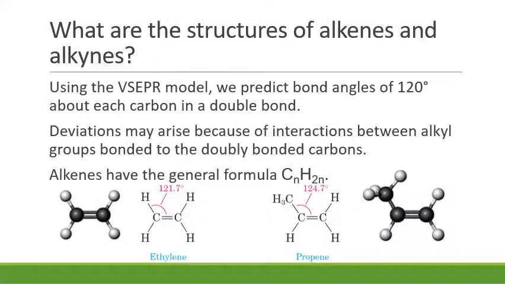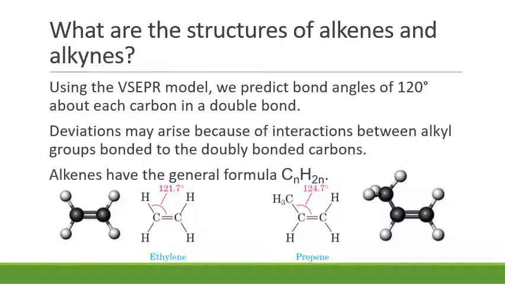Slide 8. What are the structures of alkenes and alkynes? In week 1, we discussed that single bonds are arranged about carbon in a tetrahedron, with an angle of 109.5 degrees. In alkenes, the presence of the carbon-carbon double bond increases the angle between bonds to about 120 degrees.